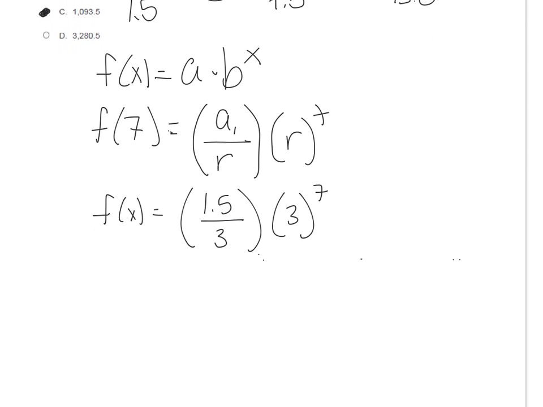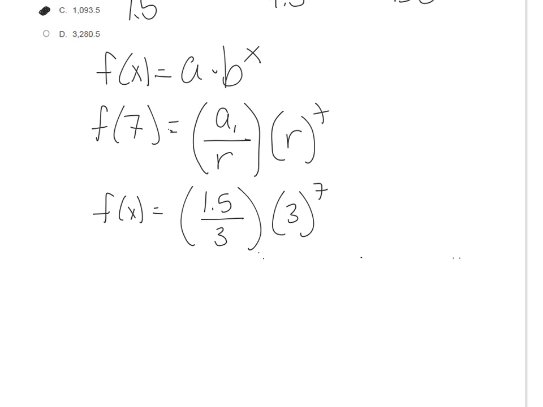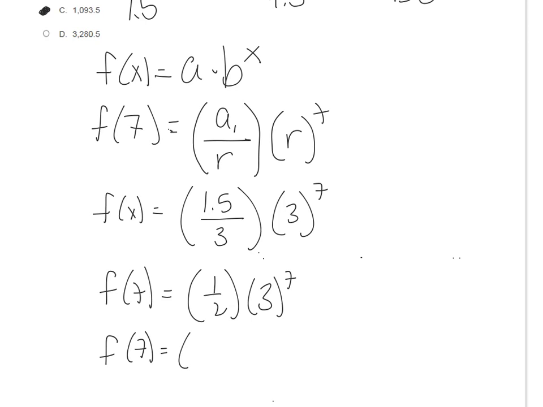So using order of operations, I'm going to do what's in parentheses or grouping symbols first. So I'm going to take 1.5 divided by 3 right here, which is 1/2. So I get f of 7 is equal to 1/2 times 3 raised to the 7th power. So next I'm going to take care of my exponent, so I'm going to take 3 raised to the 7th power. And again, that's just the same thing as taking 3 times 3 times 3 times 3 times 3 times 3 times 3, right? Multiplying 3 by itself 7 times.